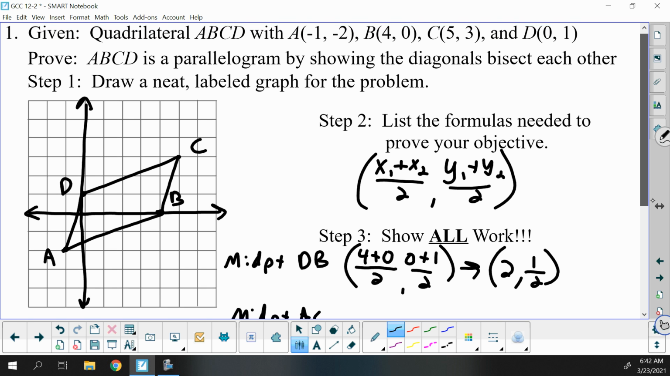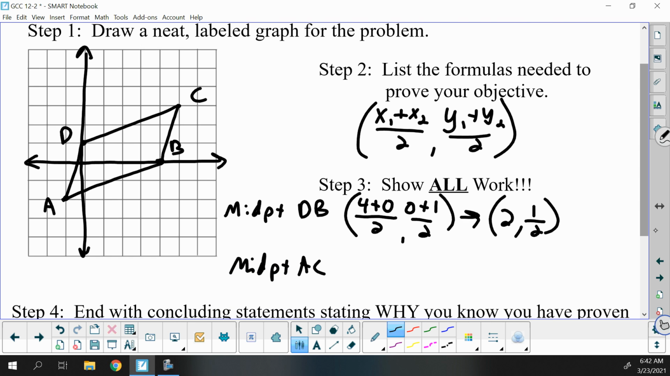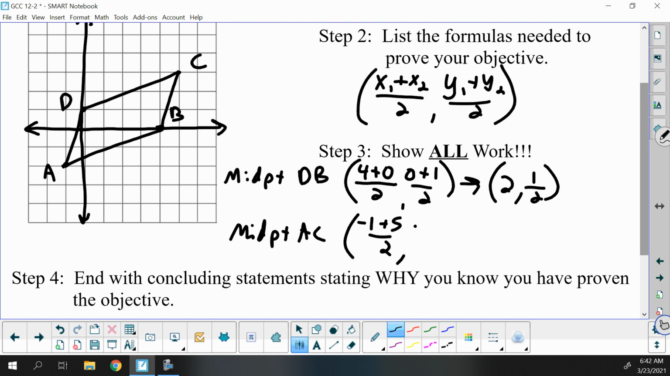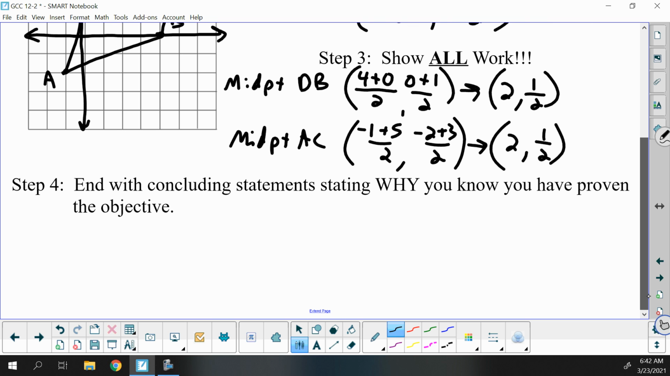Then for AC, we'll have negative 1 plus 5 over 2. For the y's, we'll have negative 2 plus 3 over 2. Negative 1 plus 5 is 4. 4 divided by 2 is 2. Negative 2 plus 3 is 1. 1 over 2 is a half. Notice those midpoints are the same.